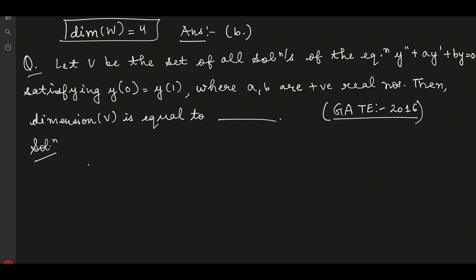How have you done this? I solved this equation, then I found two solutions. But y0 equal to y1, one constraint is there. So 2 minus 1, 1 I have, because it is connected by one relationship. Or you can take some values of a and b. Yes.